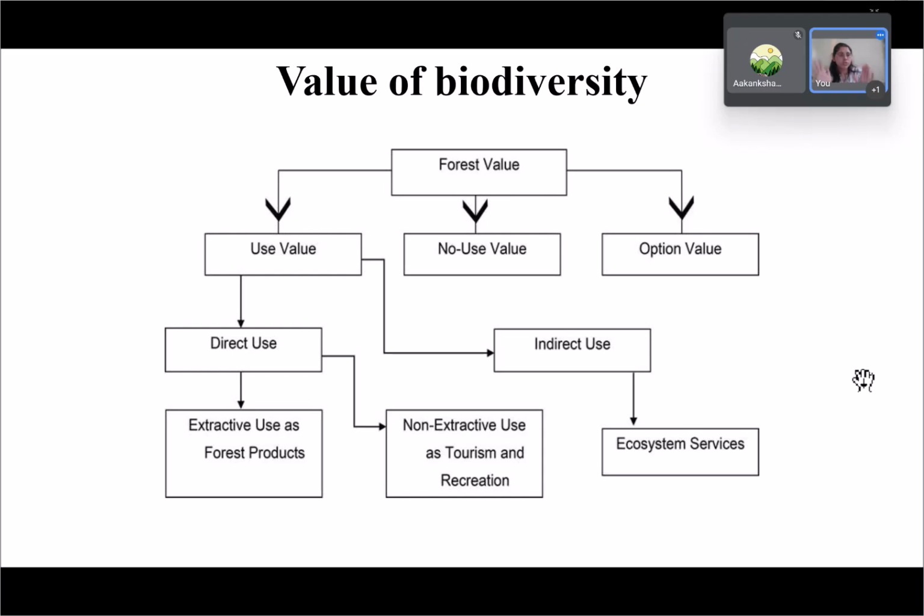So just to conclude it once again and quickly, you have forest values, which are use value, no use value, and option value. Use can be direct use or indirect. Direct use can be because of taking out products from the forest, or non-extractive, where you have tourism and recreation.